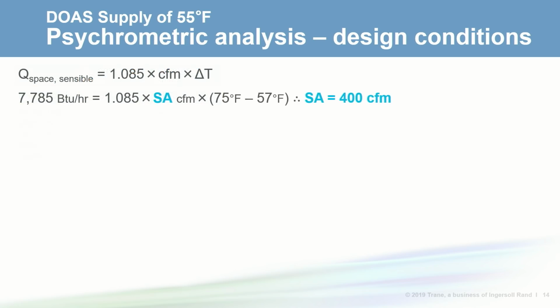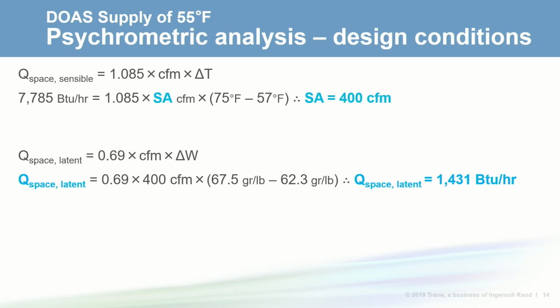Our terminal unit is supplying conditioned, recirculated air at 57 degrees. Knowing this and the space load allows us to compute the required supply airflow. Solving this equation yields 400 CFM.